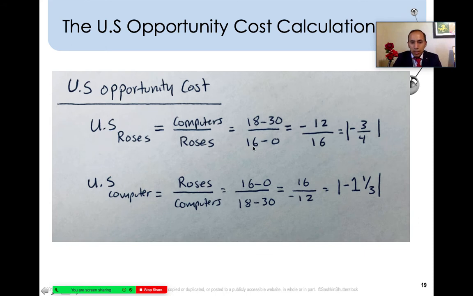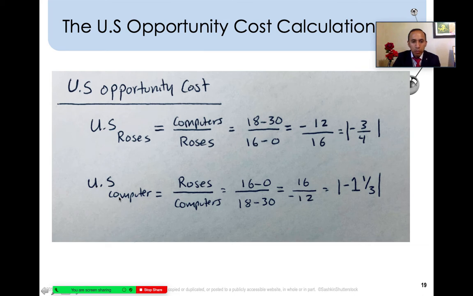So here it is. It's producing 16 roses. The computers it is producing is 18 minus the 30 that it could produce. So the trade-off here is you're decreasing your production of computers by 12. That's what the negative sign means. You decrease your production of computers by 12 to produce 16 roses. If you simplify this, it's negative 3/4. For every one rose produced, the US decreases production of computers by 3/4, which is what this negative sign means.